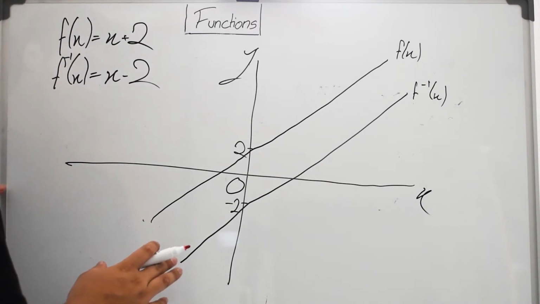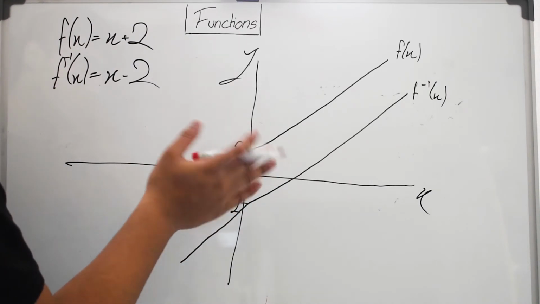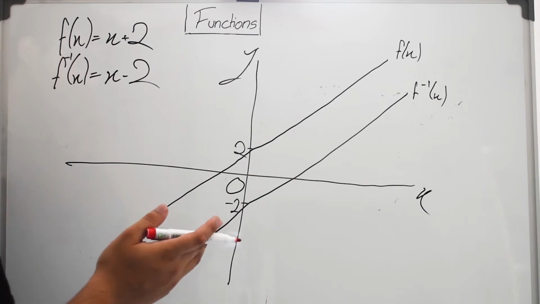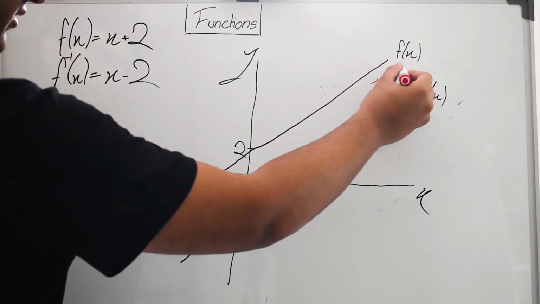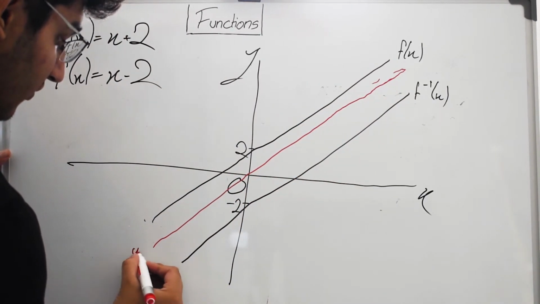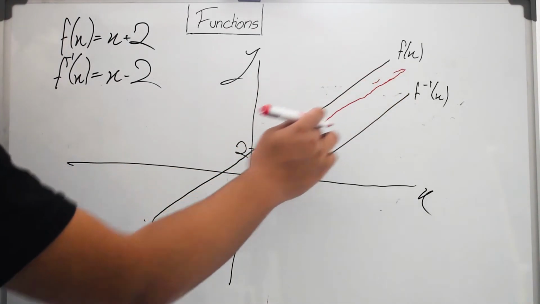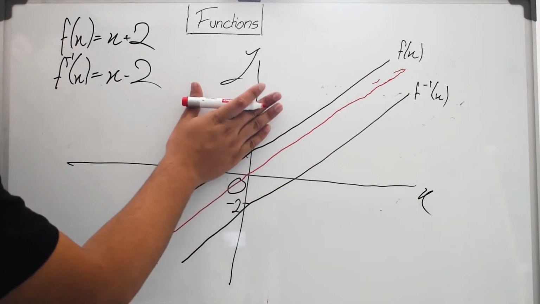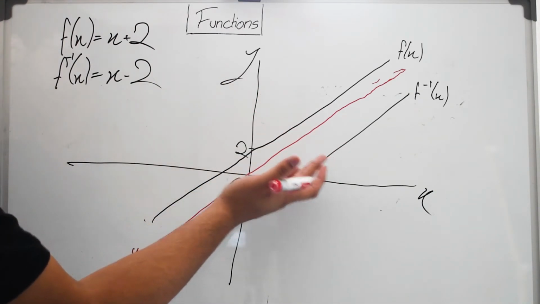Now one thing you'll notice is these two graphs are similar. They're flipped versions of each other. And where are they flipped about? They're flipped about the line y equals x. Let me draw y is equal to x. They're flipped about y equals x. So if we use this line as a mirror, they're flipped about this line like this, the graph and its inverse.